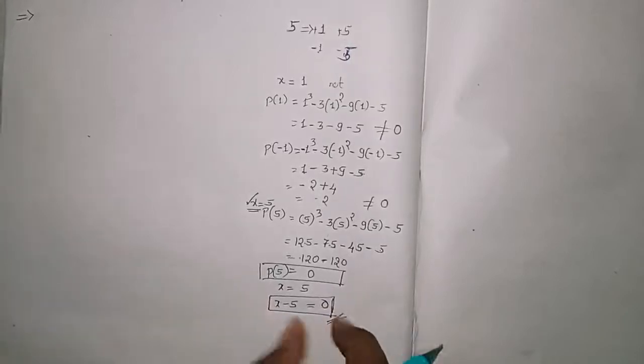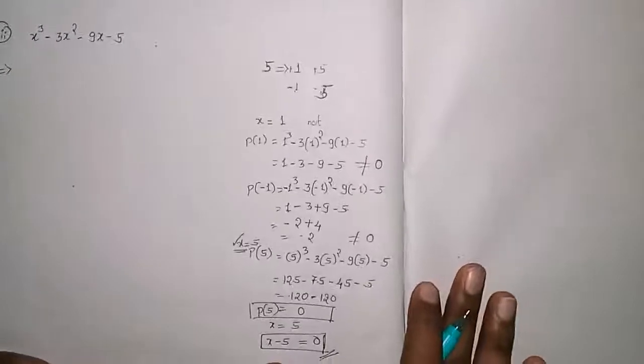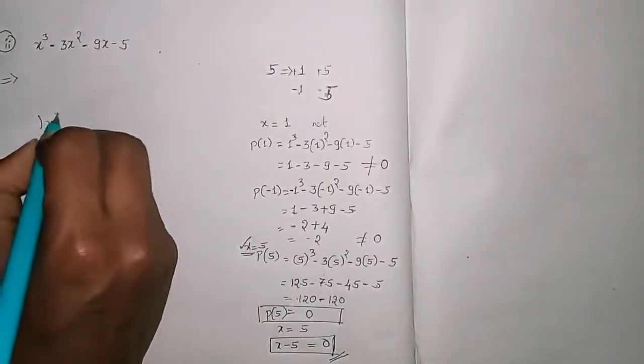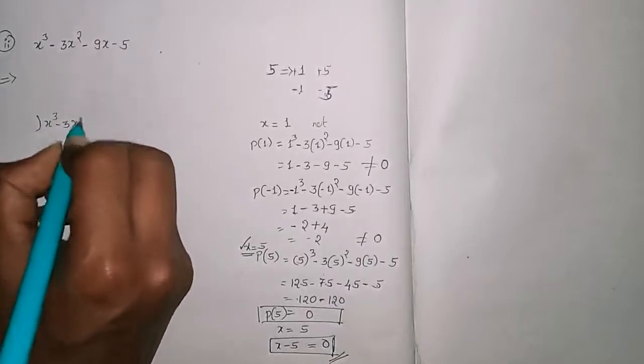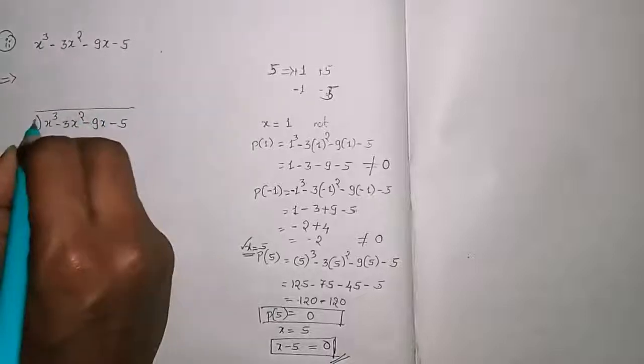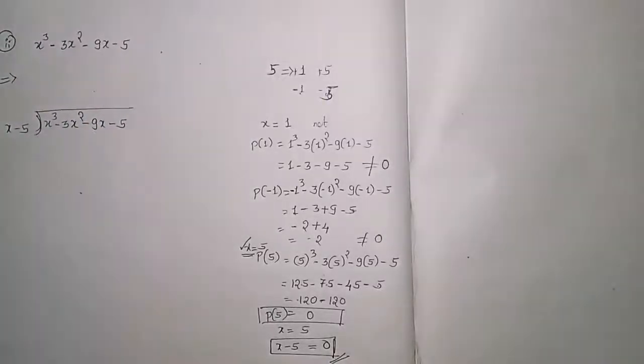For this, we have to solve using the long division method. So just solve it down. This is x cube minus 3x square minus 9x minus 5. We will divide the term by x minus 5. So the long division method you have to solve here.